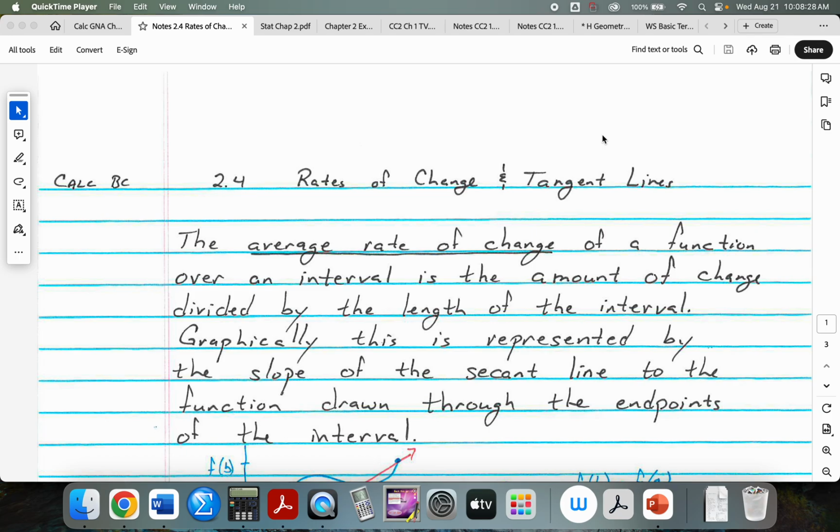Today we're going to talk about rates of change and tangent lines.